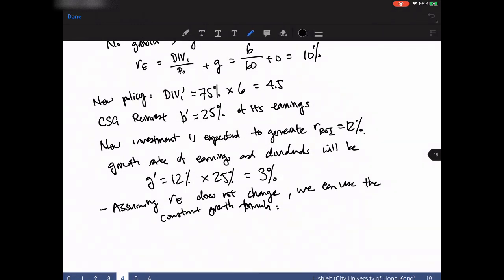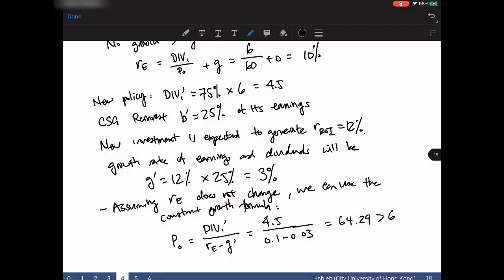So that is equal to P naught equal to div1 prime divided by RE minus G prime. All right, now we just substitute those parameters that we derived. So it's 4.5 divided by 0.1 minus 0.03. That's going to give us 64.29, and it's going to be greater than 60, which is the currently traded stock price.